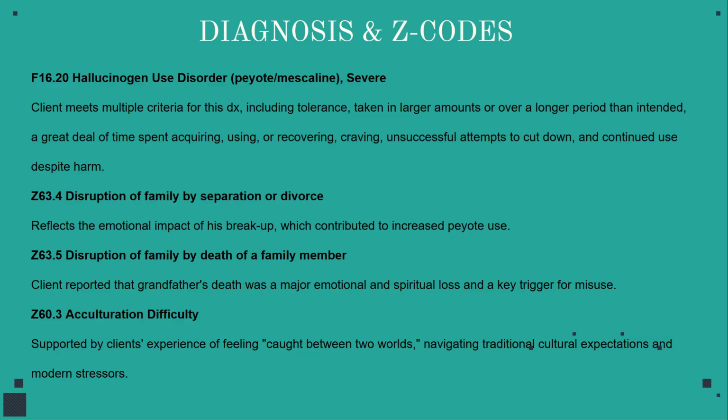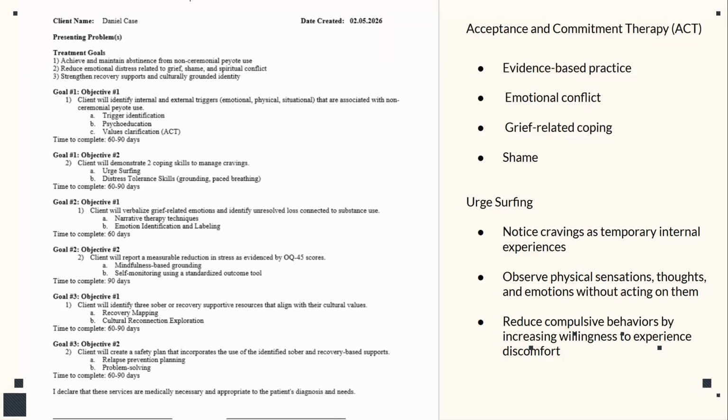The Z codes that contribute to his situation are the disruption of family by separation or divorce, disruption of family by death of a family member, and acculturation difficulty, as discussed in the history of presenting problem, family, and spiritual background. Here's the treatment plan that we created. We focused on acceptance and commitment therapy. As you can see, we outlined 3 long-term goals: achieve and maintain abstinence from non-ceremonial peyote use, reduce emotional distress related to grief, shame, and spiritual conflict, and strengthen recovery supports and culturally grounded identity.